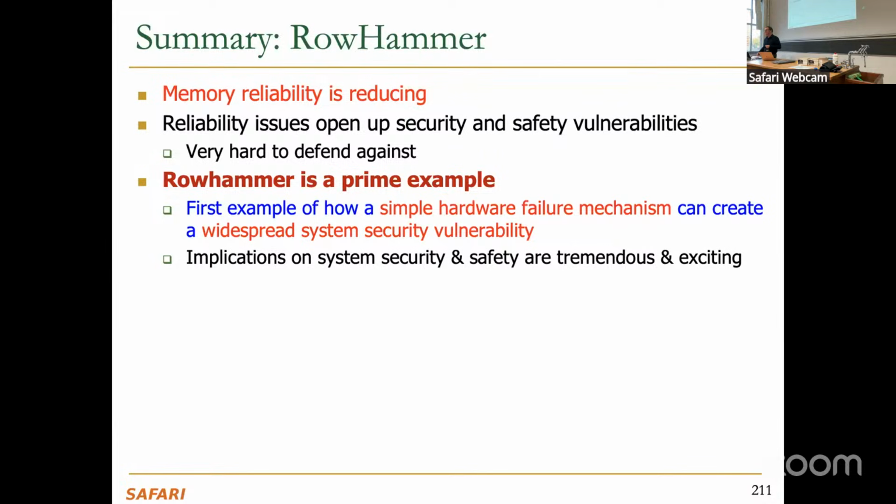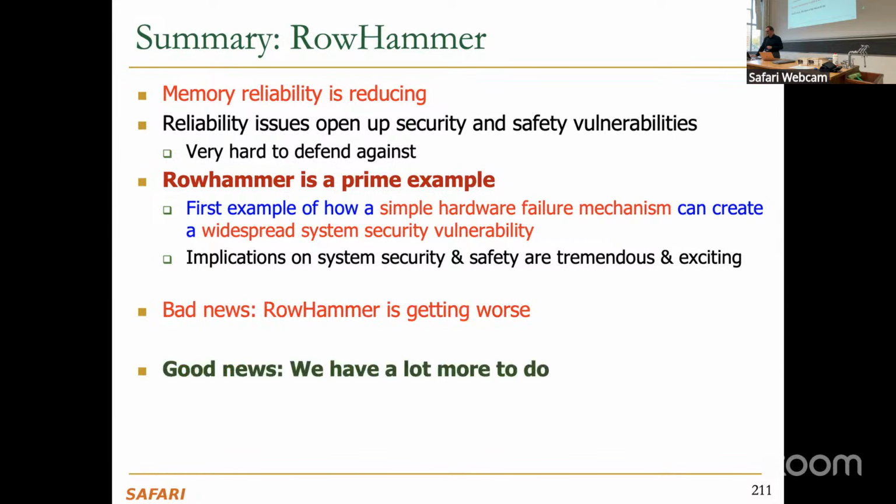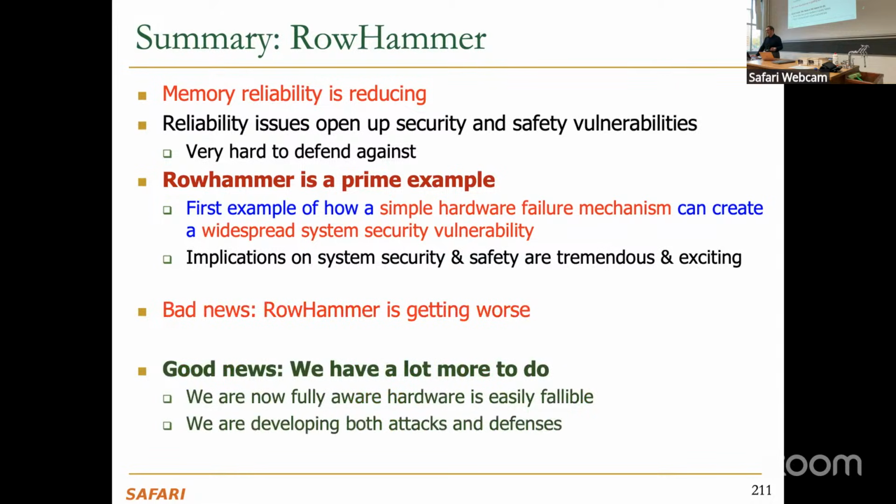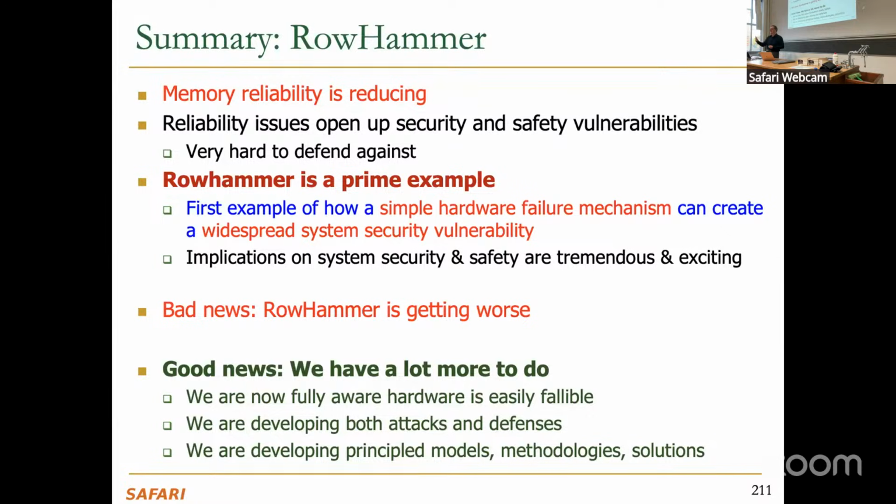We're really scratching the surface. There are other attacks, I think, and other bit flip mechanisms. The bad news is RowHammer, and I say RowHammer here, but essentially these issues that lead to bit flips, is getting worse. The good news is I think we have a lot more to do as researchers and also industry practitioners. They will hopefully lead to much more robust systems going into the future. We're now fully aware hardware is easily fallible, and people are developing both attacks and defenses. And hopefully, we're developing new things as opposed to rehashing the old hash-based things. But we're also developing principled models, methodologies, and solutions as well, right? That's what we should strive for.